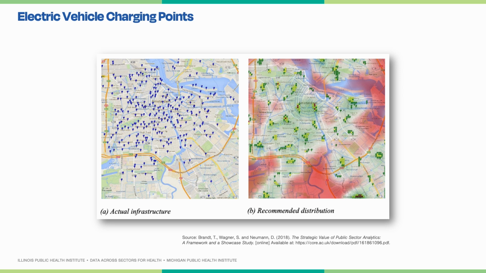The AI-driven recommendations project a 15% increase in charging point utilization, making EV infrastructure more efficient. This not only reduces costs, but encourages more residents to switch to electric vehicles, ultimately lowering urban pollution and contributing to cleaner air.